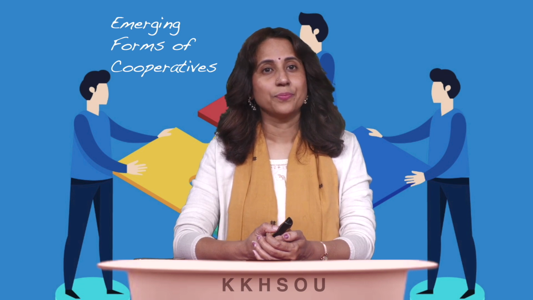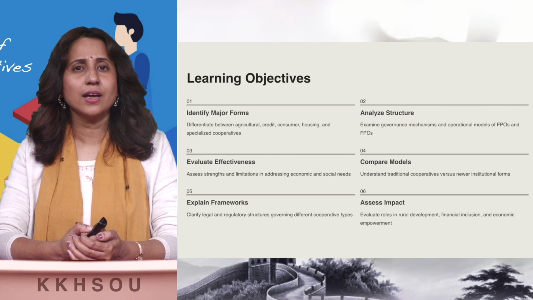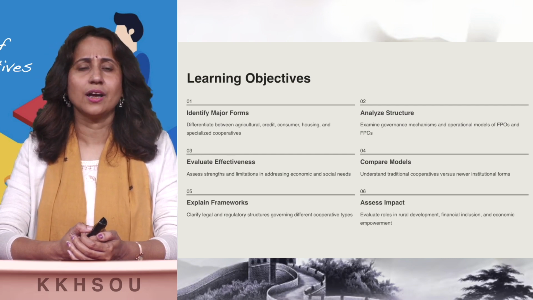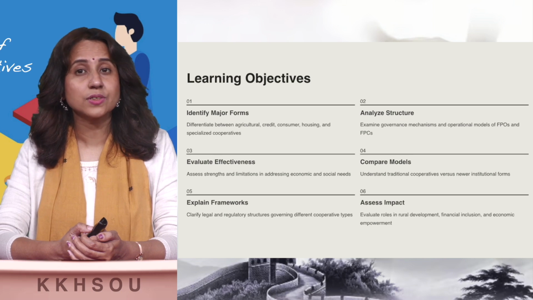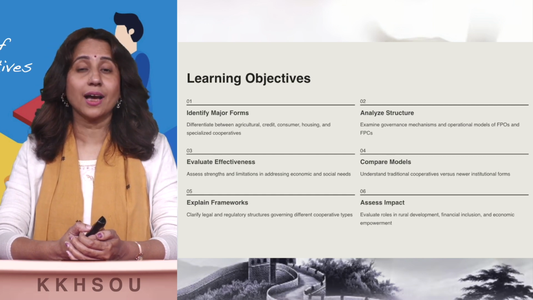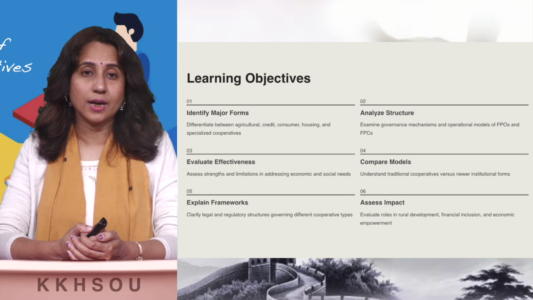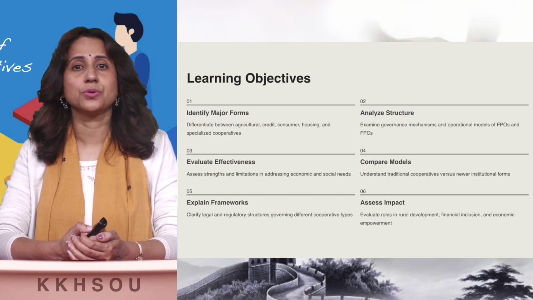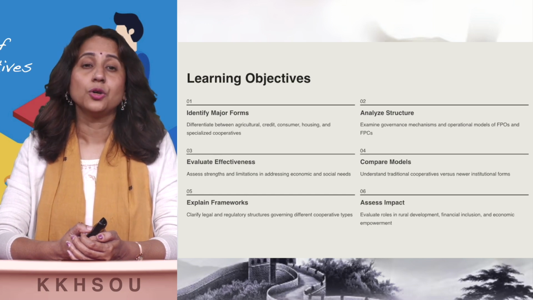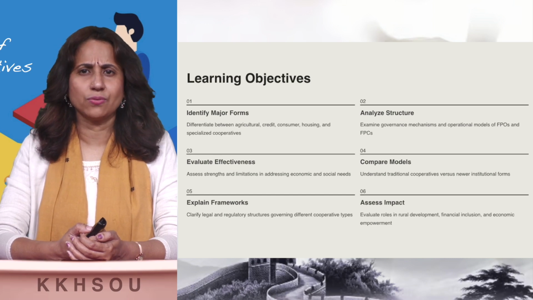So, dear learners, after going through this video session, you will be able to identify and differentiate between the major forms of cooperatives operating in India, including the agriculture cooperatives, then credit cooperatives, consumer cooperatives, and some specialized forms. You'll be able to analyze the structure, the mechanisms, and the operational models of farmer producer organizations, FPOs, and farmer producer companies, FPCs. You'll be able to evaluate the strengths and the limitations of different cooperative forms.